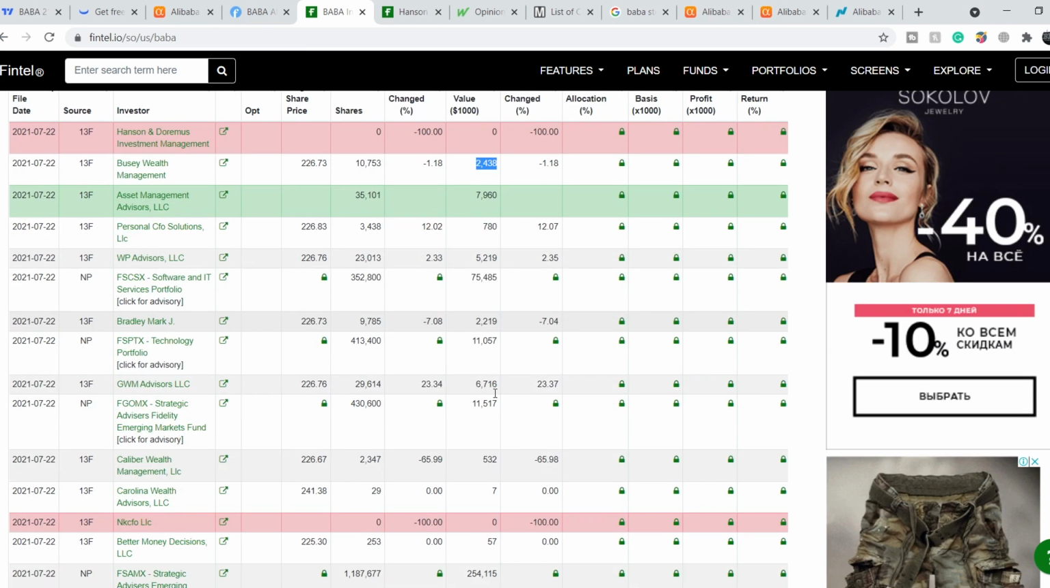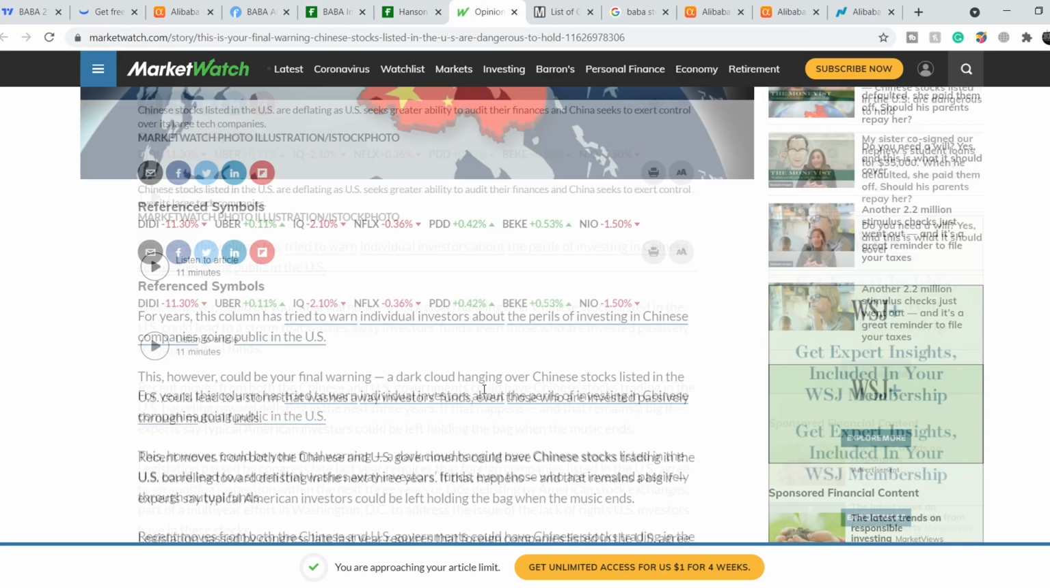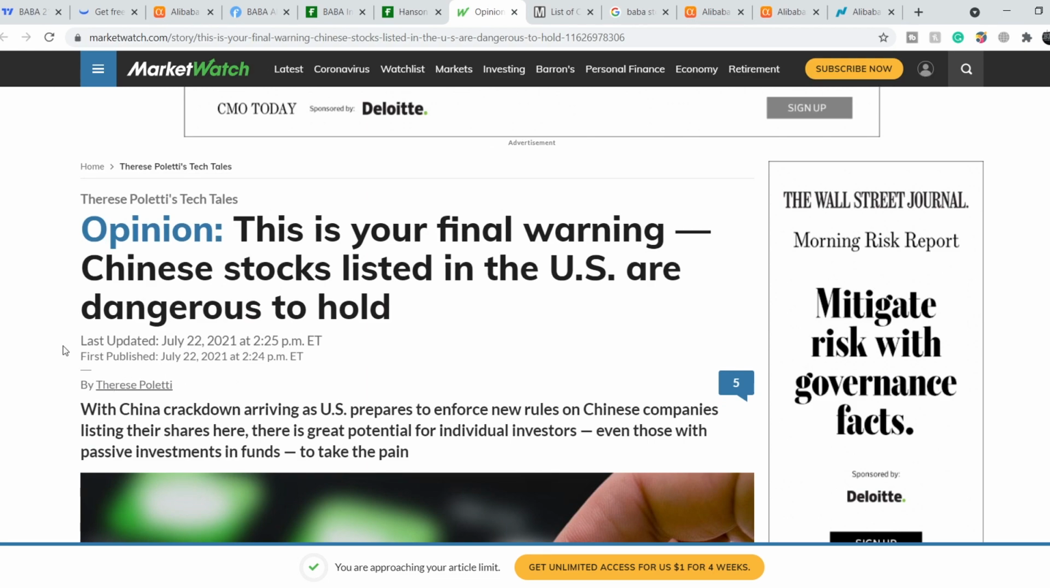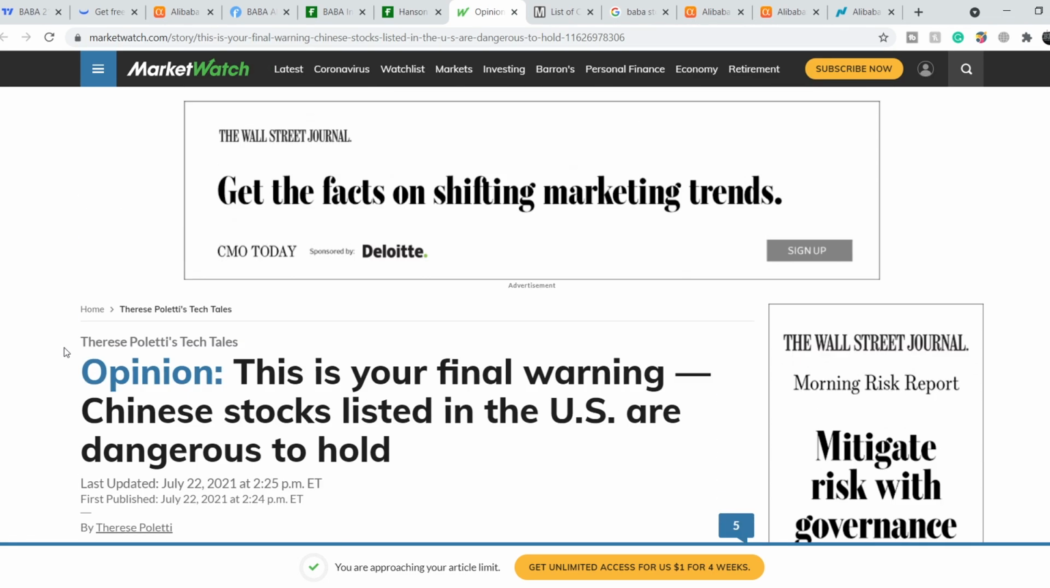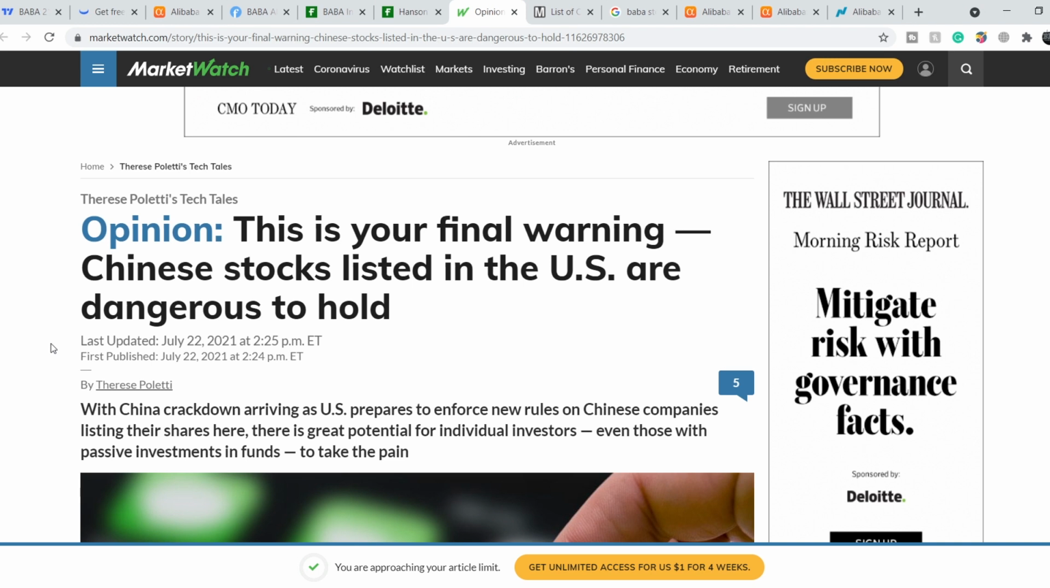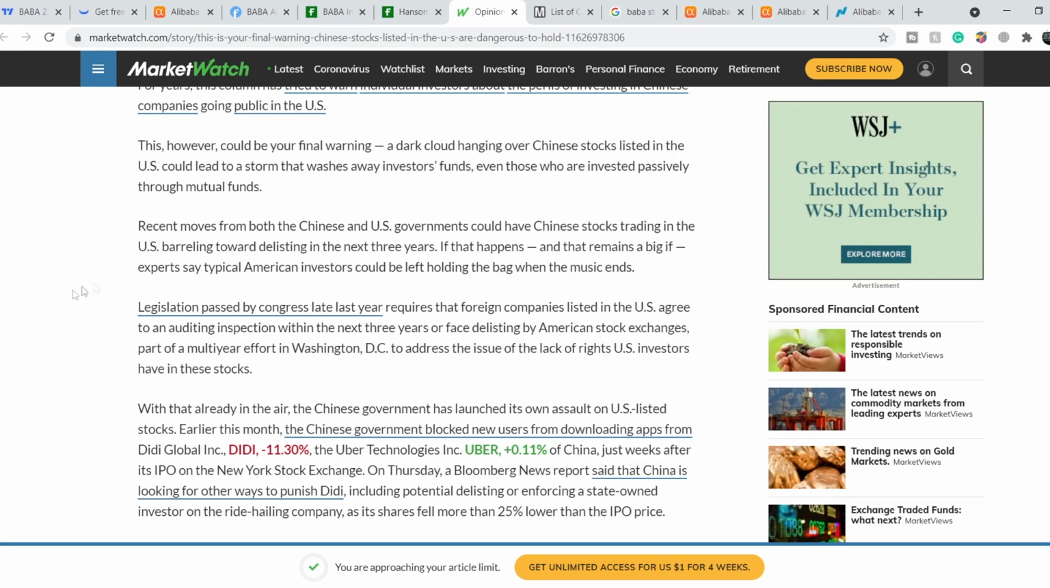And I have to say that the total sentiment for this ticker is extremely bullish among institutional investors, and the main concern for now is the delisting of Chinese companies from United States stock exchanges. And in my opinion, I don't think that we will see this in the nearest future, and I don't think that we will see it at all. But we have this article that was published on July 22nd, and it's titled, "This is your final warning. Chinese stocks listed in the United States are dangerous to hold." And it is quite a scary title, but here is what I want to quote to you.